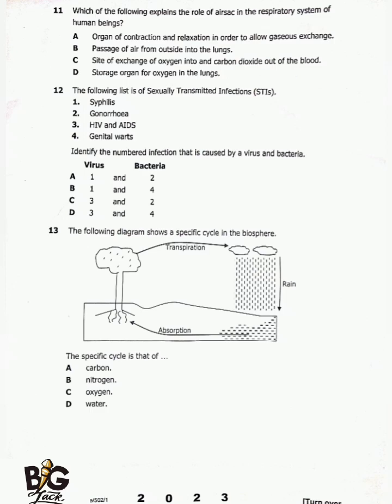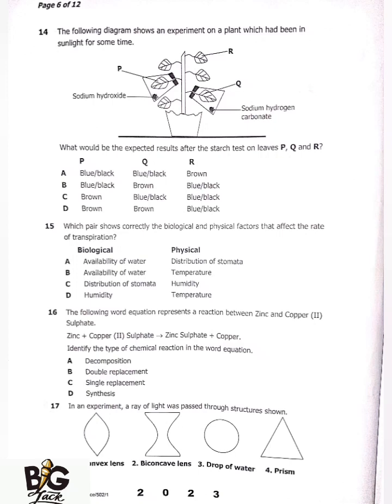Then as for question 13, question 13 is saying, the following diagram shows a specific cycle in the biosphere. So we have the transpiration. Now we know that transpiration is the process by which a leaf loses water through the stomata pores. Now, as you can see here, the plant is absorbing water from the ground. And during condensation, you can see that the rain is dropping down. As the result, they are talking about the water cycle, not the carbon cycle, right? So the correct answer here is going to be D. Okay.